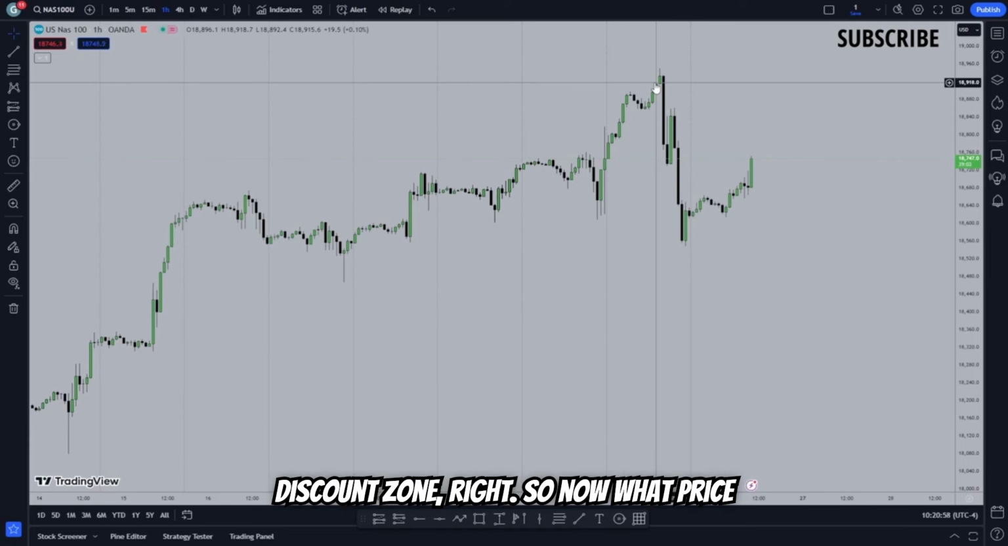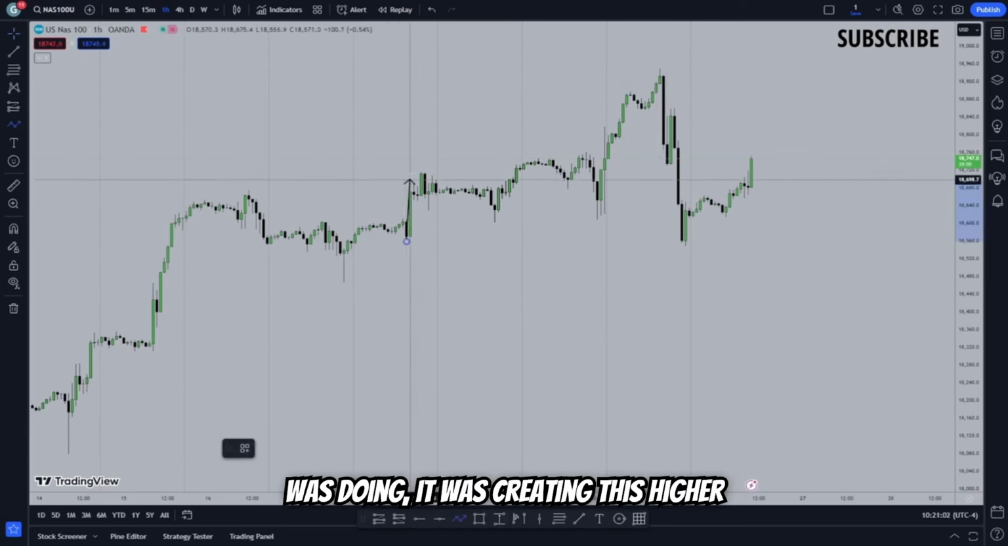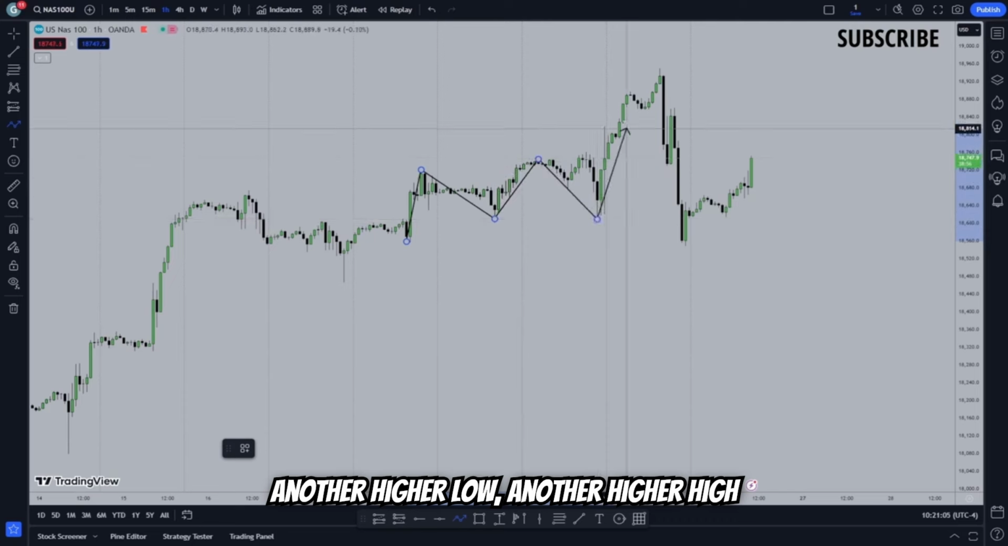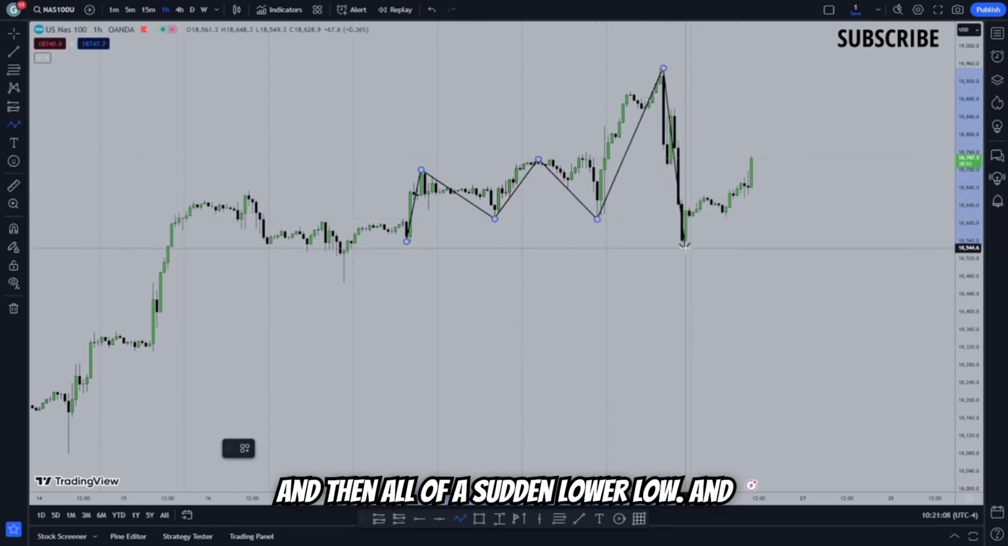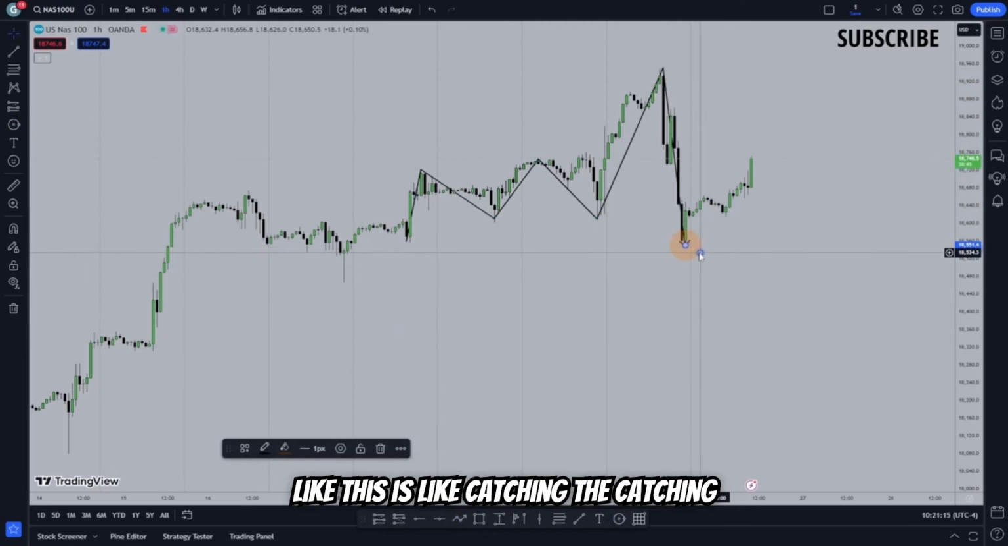It will come into the discount zone, right? So now what price was doing, it was creating this higher high, higher low, higher high, and then another higher low, another higher high, and then all of a sudden a lower low. And what I told you is that you have to take a buy on this lower low.